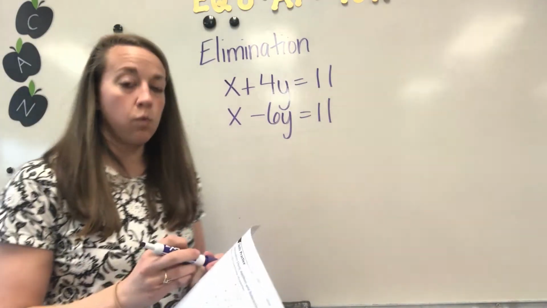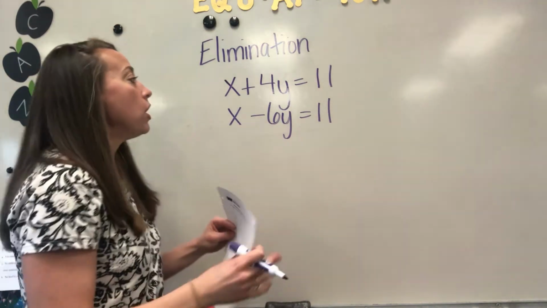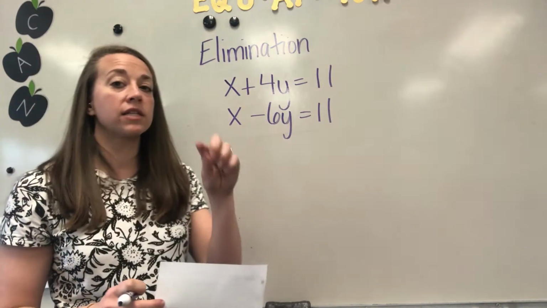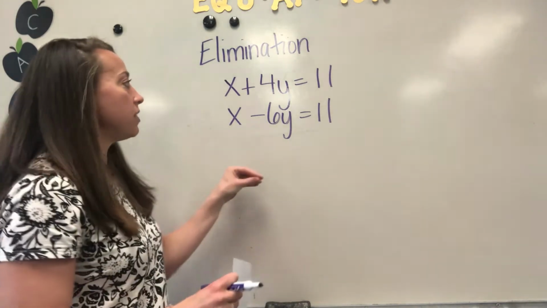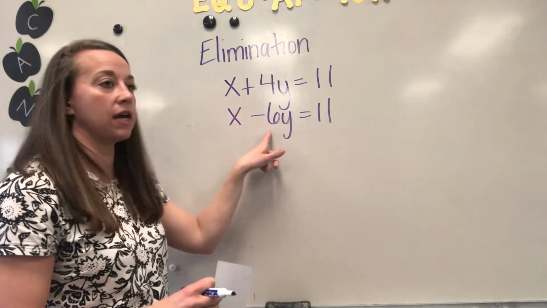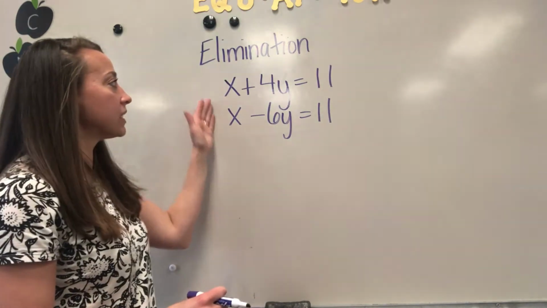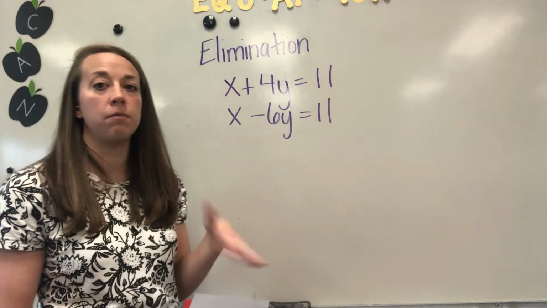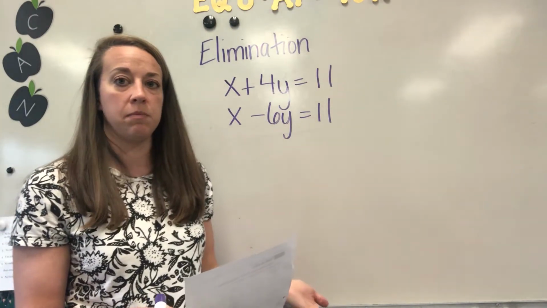So now let's look at what would happen if my problem wasn't set up the way I needed it to be set up. So remember, we want either our x's or our y's to have the same coefficient but opposite signs. So in this case, my y's have a 4 and a negative 6. Well, that's opposite signs, but it's not the same number. My x's both have coefficients of 1, but they're both positive. So again, neither one of these are set up the way I need them to be set up.